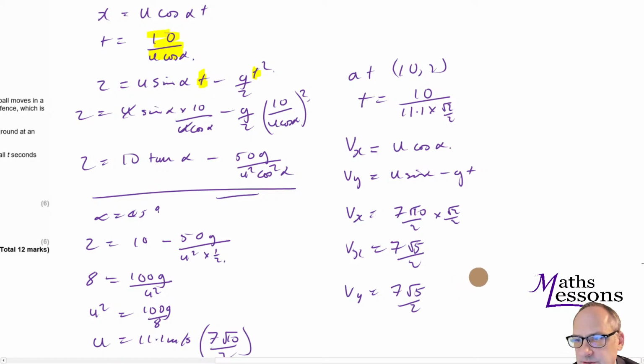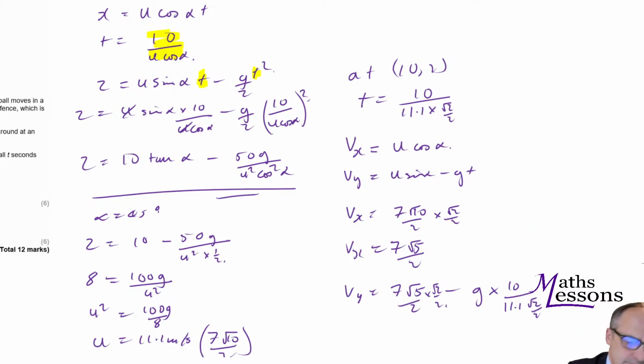We've got minus g times 10 over all the gubbins, 11.1 times root 2 over 2. T was equal to all of that, so we're just going to put that into there. I've forgotten the sine alpha is root 2 over 2 here, isn't it? Oh no, I haven't forgotten it, because essentially cos alpha is the same as sine alpha, so this component comes out to be the same as that component because it's 45 degrees, not a surprise. So no, I have already included that.